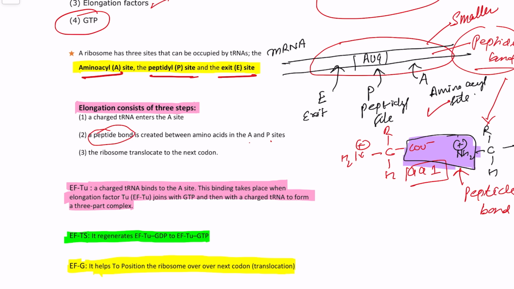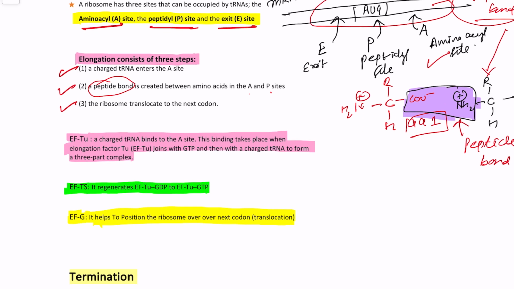Now coming to the third point, we have already discussed the first and second. The third point is that the ribosome translocates to the next codon, right? So these are the three steps involved in the elongation step, right? Now coming to the three elongation factors involved in this process, right? So elongation factor TU, right? A charged tRNA binds to the A site, right? This binding takes place when elongation factor TU joins with GTP, which is the source of energy, and then with the charged tRNA to form the three-part complex, right?